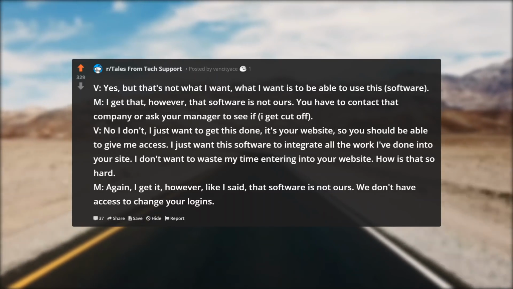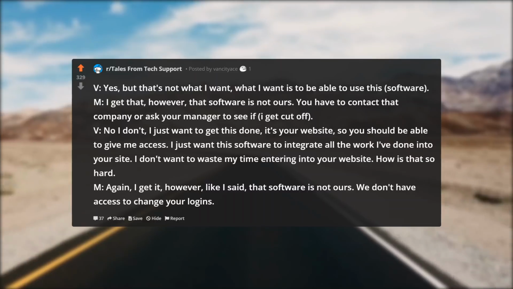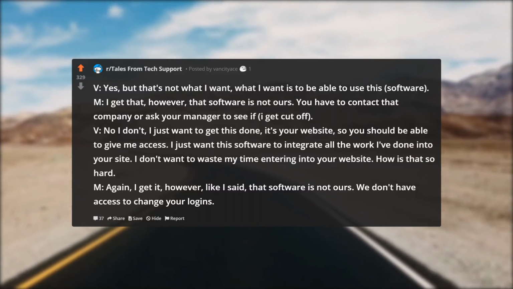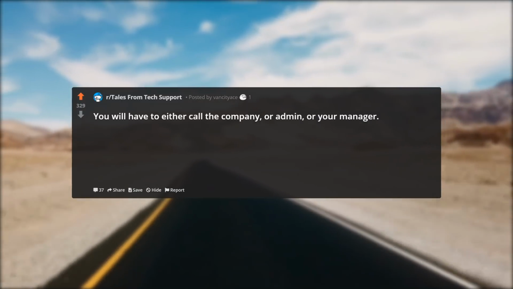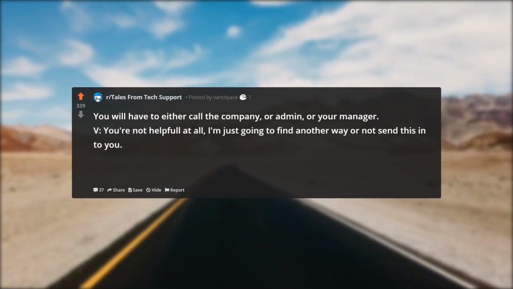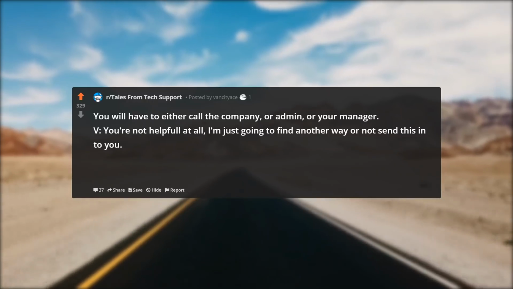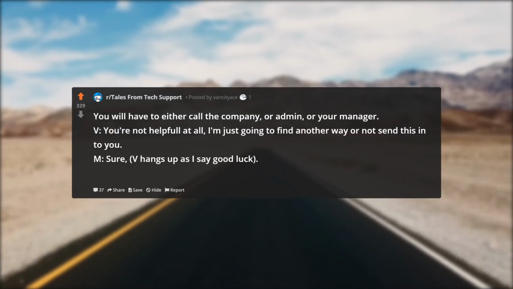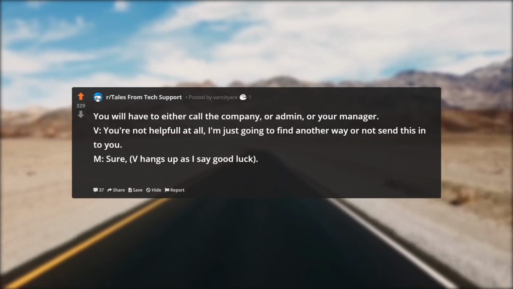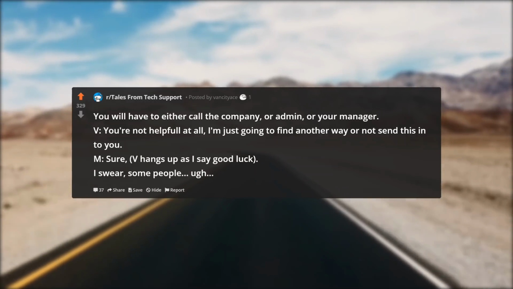M: Again, I get it, however, like I said, that software is not ours. We don't have access to change your logins. You will have to either call the company or admin or your manager. V: You're not helpful at all, I'm just going to find another way or not send this into you. M: Sure. V hangs up as I say good luck. I swear, some people, ugh.